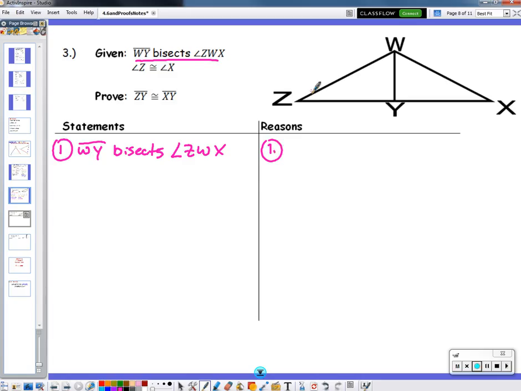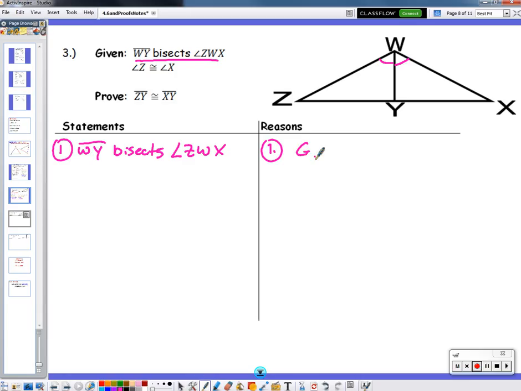So what do I know about its two parts? They're congruent to each other. So this angle would be congruent to this angle, because the angle is being cut in half. This segment bisects that angle. So the reason was given for this one. We're going to come back to and state that those two angles are congruent.